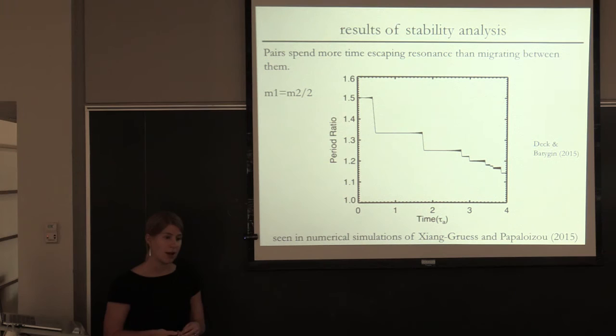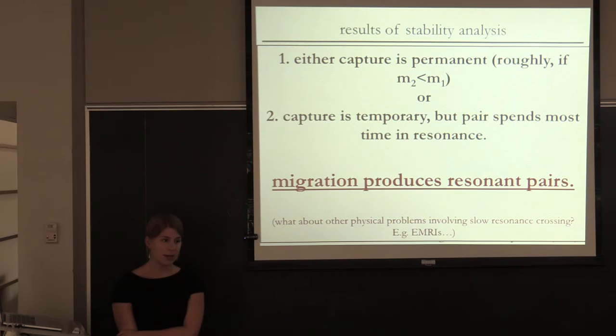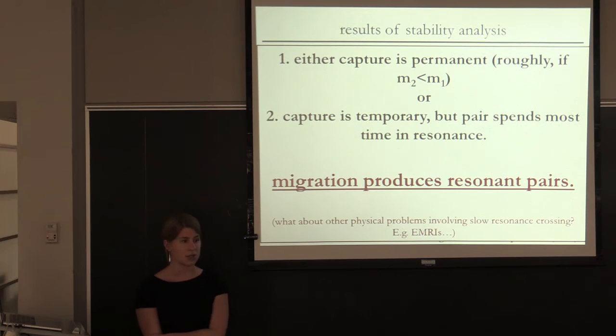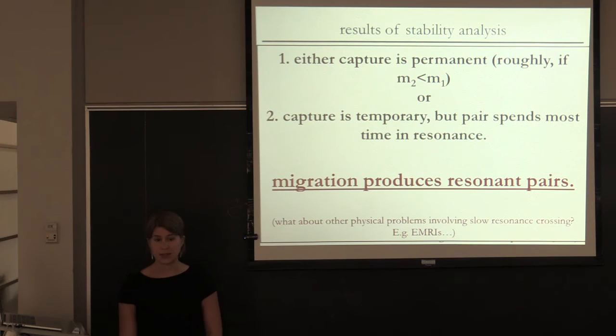So to summarize then, what we found is that either capture is permanent, and that depends on the mass ratio between the planets, or capture is not permanent, but you're still left with a population that's near resonance. And so in either case, migration is going to predict a population that's peaked near resonances.